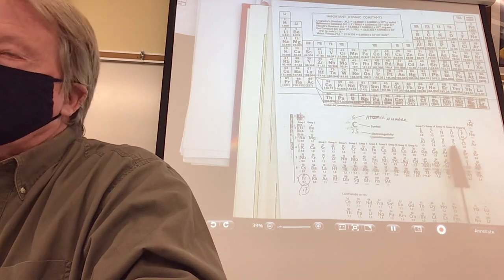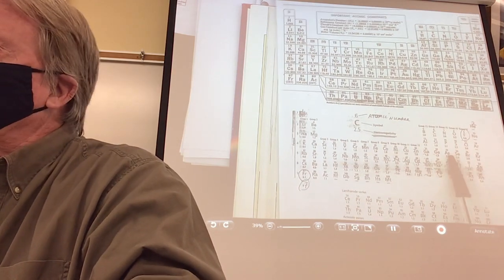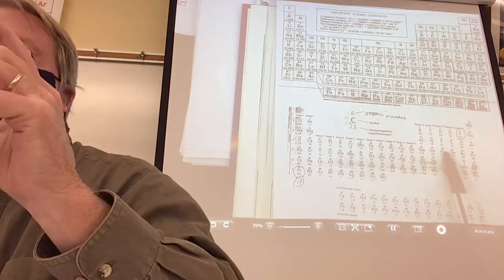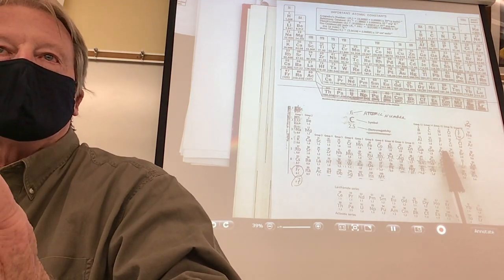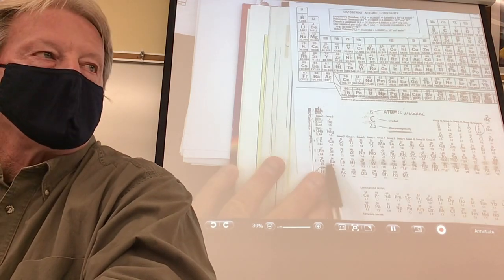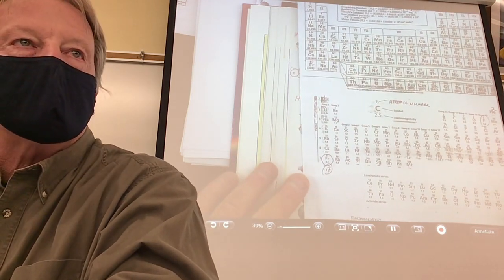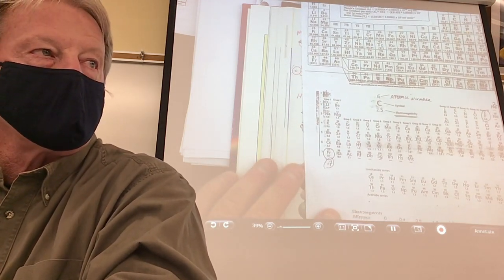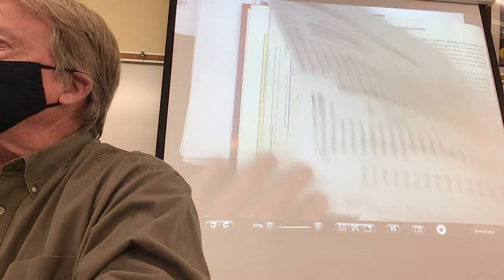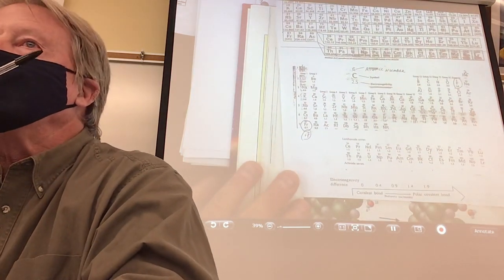So the nonmetals tend to have high electronegativity numbers. That makes sense because nonmetals like to gain electrons, don't they? And the metals have low electronegativity numbers. They don't have a tendency to gain electrons. They're trying to get rid of some, aren't they? And so for the first time, I'd like to show you what's going on here, right?